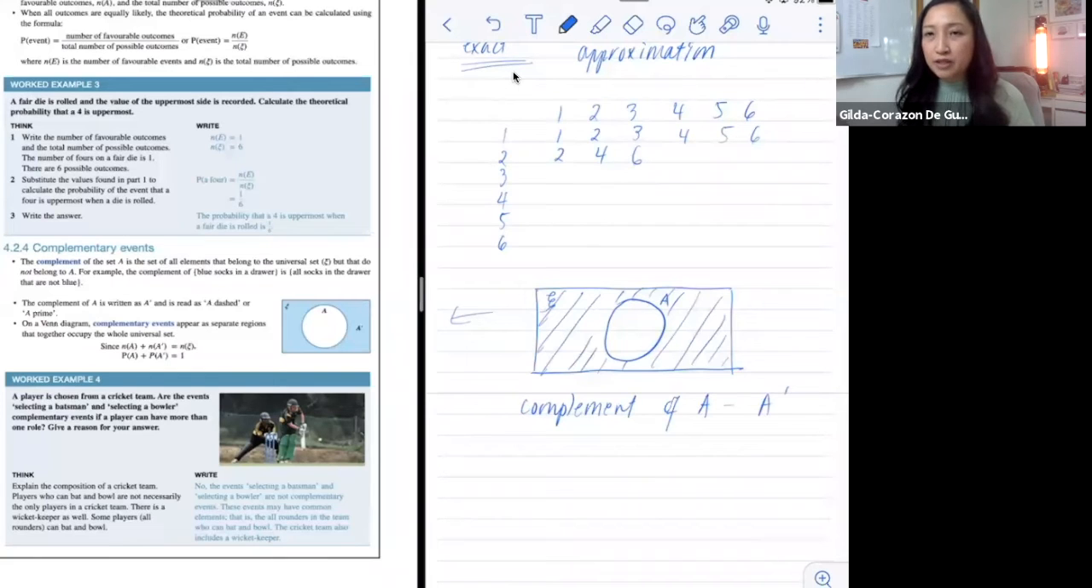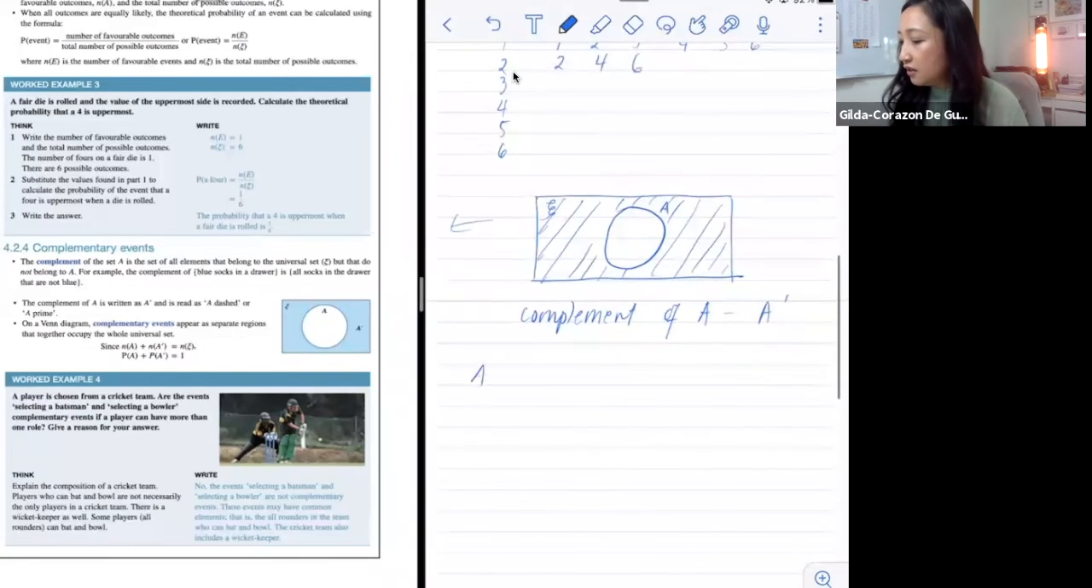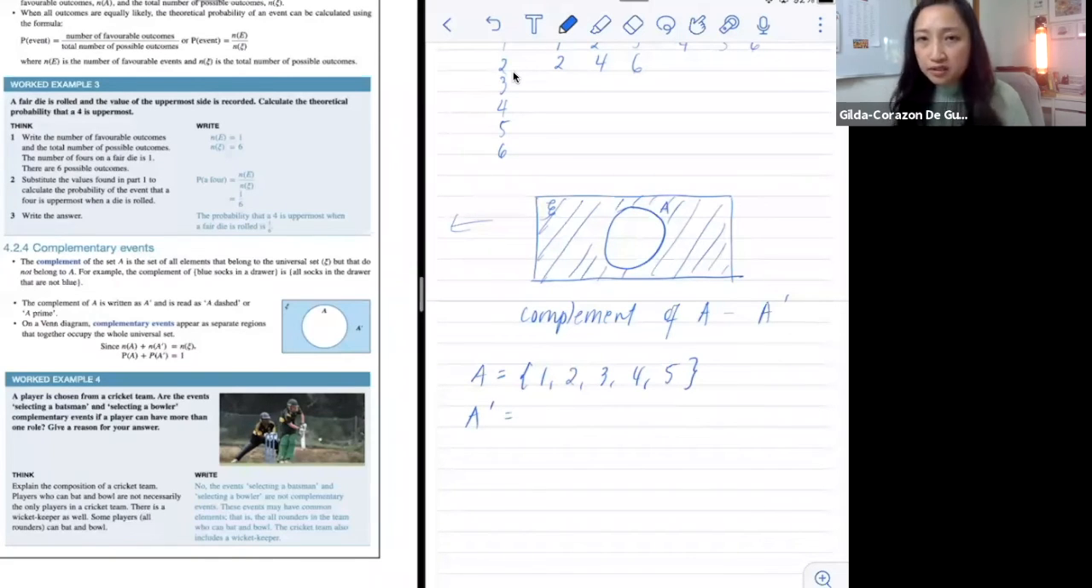So for example, if your set A would be the numbers 1, 2, 3, 4, 5, your A complement, or A dash, or A prime, would be all the other numbers which are not 1, 2, 3, 4, or 5. So you could have 6, 7, 8, you could even have a half there, right? Because all the numbers that you have inside A would be just 1, 2, 3, 4, and 5.